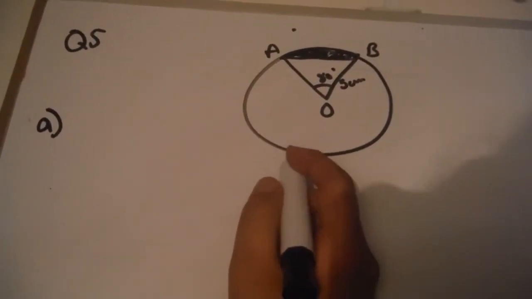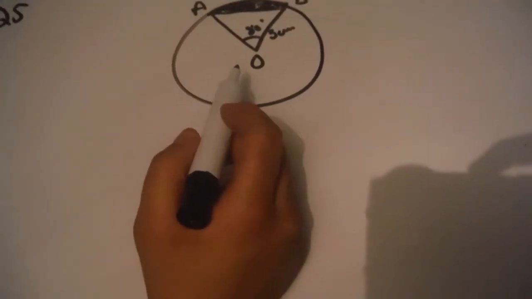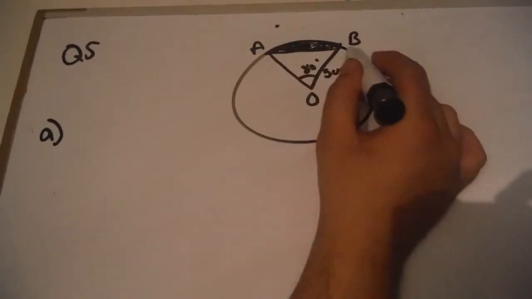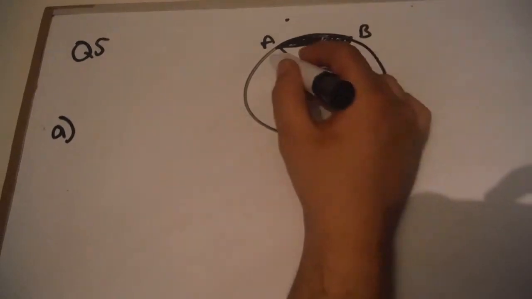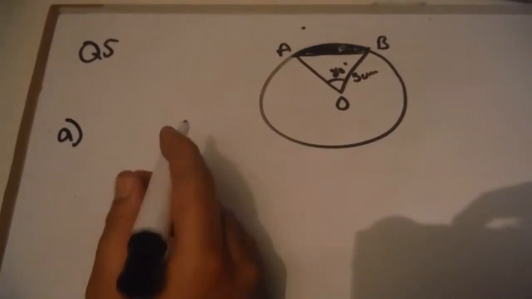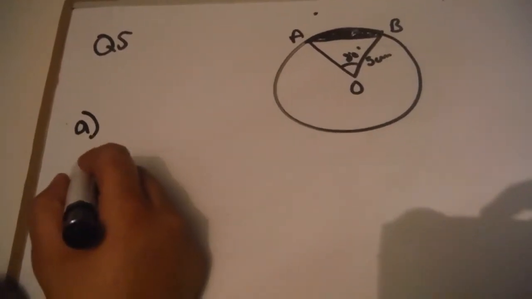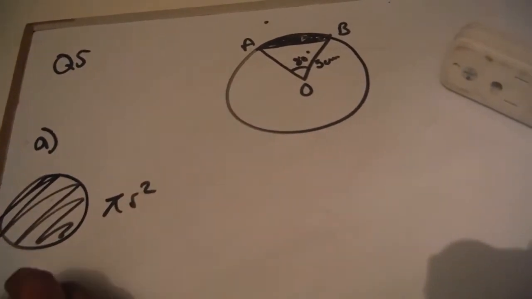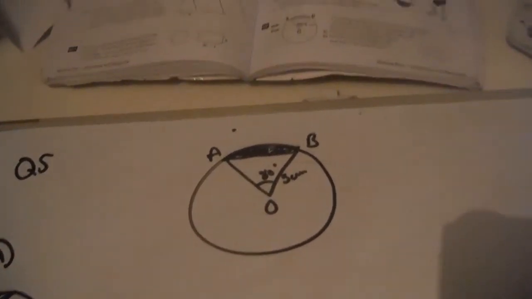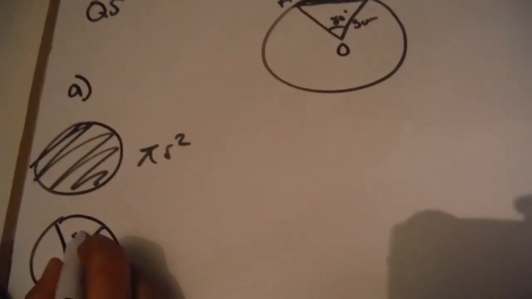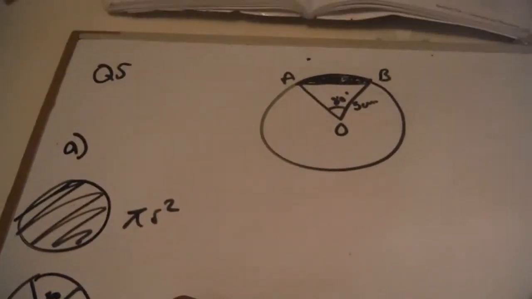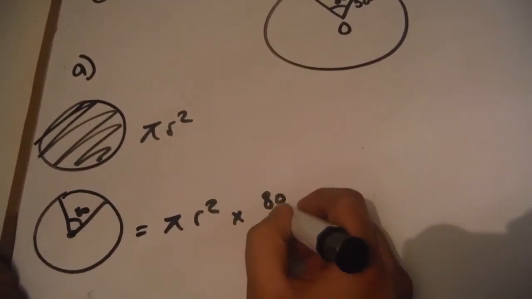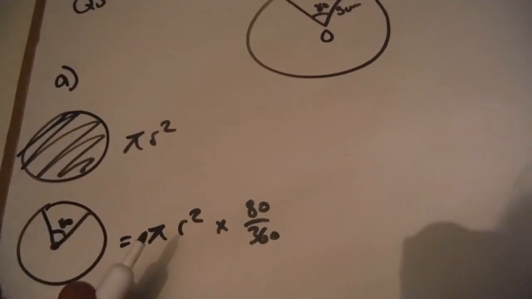Question 5 asks us to work out the area of OAB. So follow from O to A to B. We want to find out the area of this sector. First of all, to work out the area of a circle, it is pi r squared, but because we're only working out a sector, a small part of the circle, we're also going to multiply it by 80 out of 360, because that's the part of the circle we're actually going to be using.